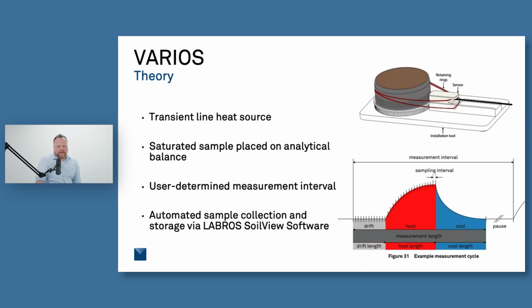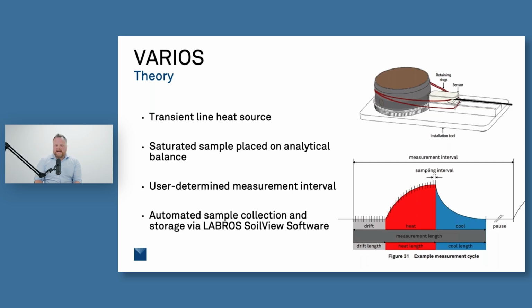After that initial drift period, there's a measurement time where the beginning of the measurement happens where the needle starts to heat up. This is the interval that's going to change depending on how long you have your measurement interval. You can adjust that in the VARIOS settings. But half of that time that you put for measurement interval is going to be the time period where the needle is heating up. Inside the center of that needle, there is a heater, and there's also a temperature sensor. So it'll measure the temperature change as heat is applied.